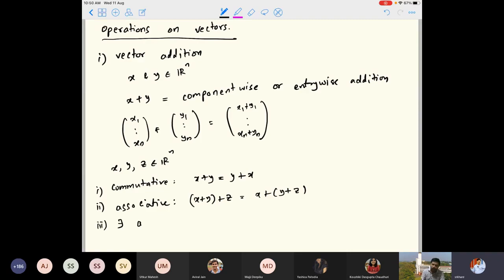Then there exists a zero vector. What is this zero vector? I will denote the zero vector by a zero.